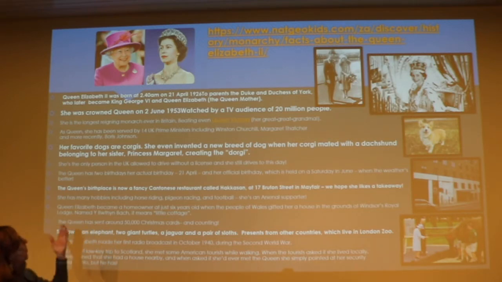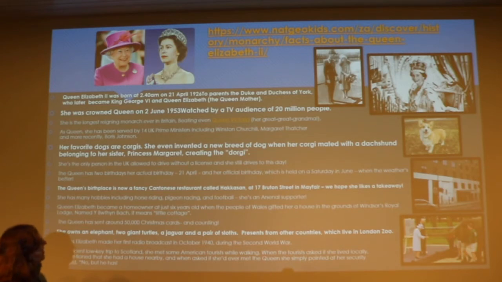Now, she was crowned queen June 2nd, 1953, to a TV crowd of about 20 million folks. She's the longest reigning monarch, even over Queen Victoria. And she has been served by 14 prime ministers, Winston Churchill, Margaret Thatcher, and currently, of course, we said Boris Johnson.